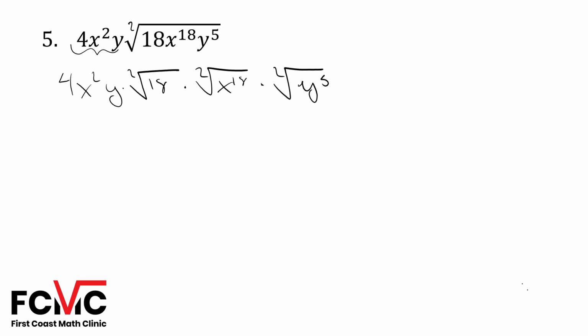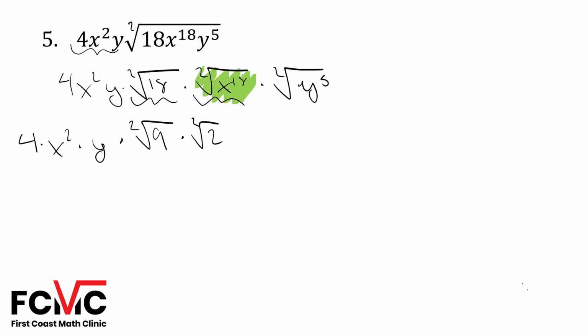Let's start with our square root of 18. We know we can't take the square root of 18. 18 is not a perfect square, but I could factor this into square root of 9 times square root of 2. And I'm going to bring everything down along with this. So 4 times x squared times y times square root of 9 times square root of 2. Now my square root of x to the 18th, this value here, I can take the square root of because 18 here is divisible by 2. 18 divided by 2 is going to give me 9. So this is going to be times x to the 9th.